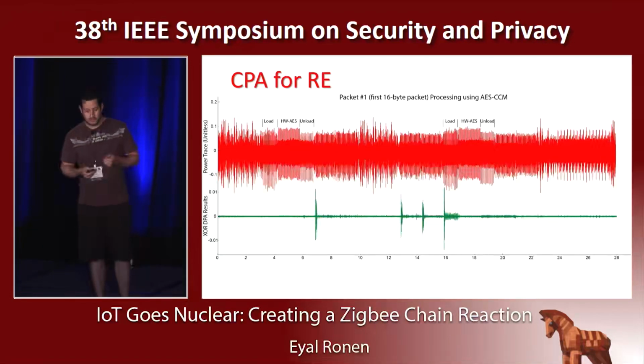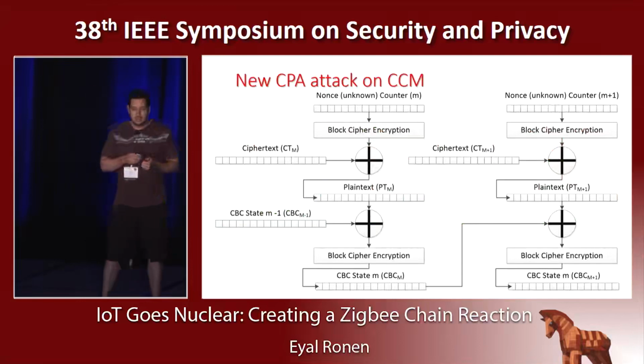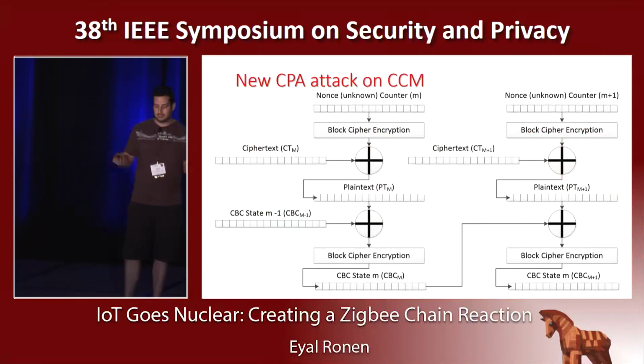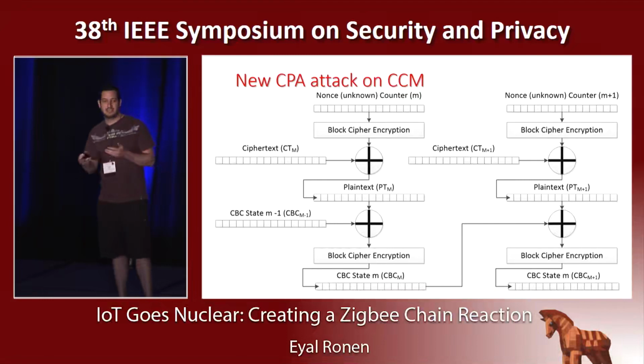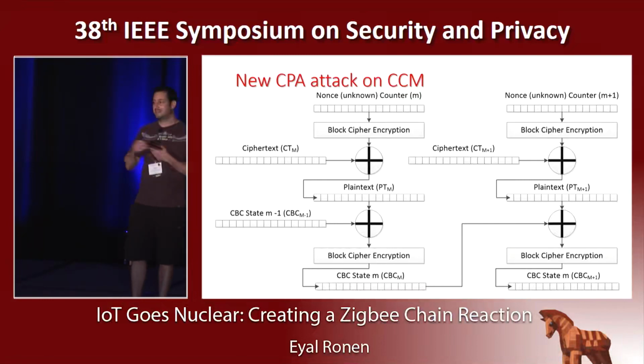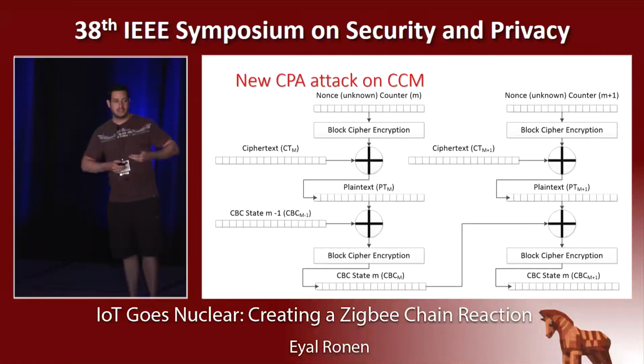So we want to break it. If we try to look at what this CCM mode is made of, it's made of a stream cipher that encrypts a nonce and an incremented counter to generate the stream, which is then XORed with the ciphertext. After that, this decrypted plaintext is verified using CBC MAC. And unfortunately, again for us, this mode of operation is relatively hard to attack using side channels.